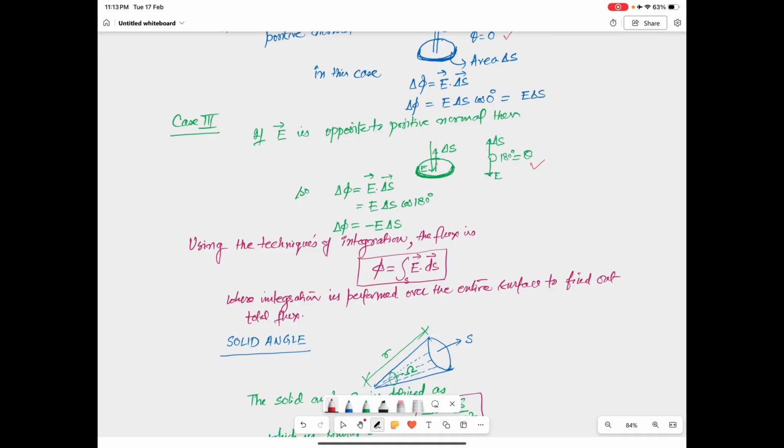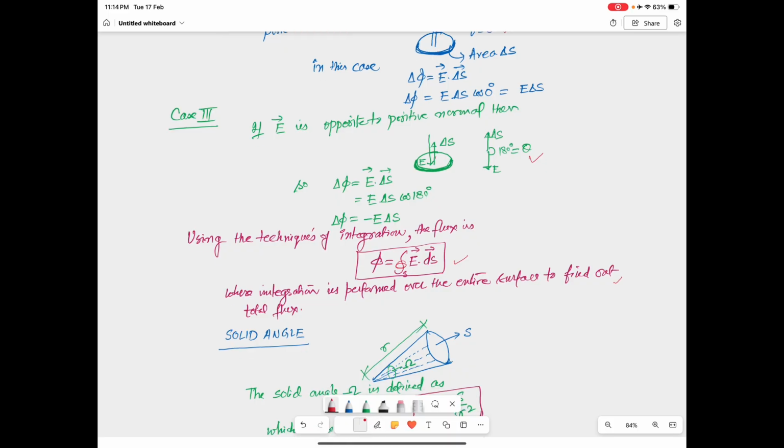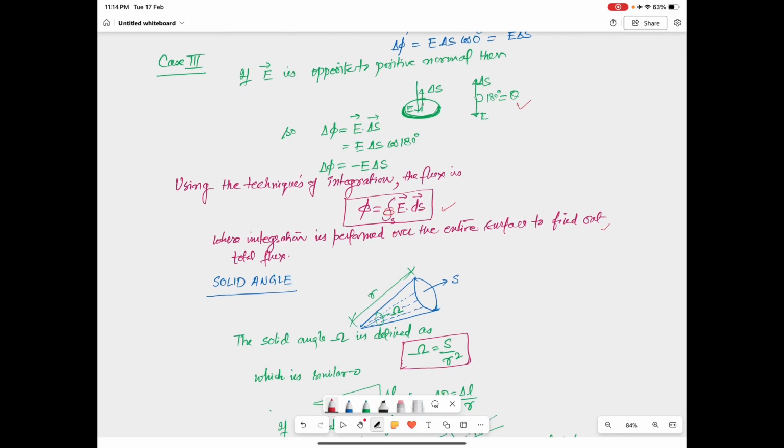Now, using the technique of integration, if I have to find the flux for the entire surface, phi will be the integral of E dot dS over the surface S. This is the formula generally used to find the flux through a surface. And if it is a closed surface, we will use the closed integral sign like this. So the electric flux is defined as the closed integral of E dot dS. We will make use of this to solve Gauss's law.